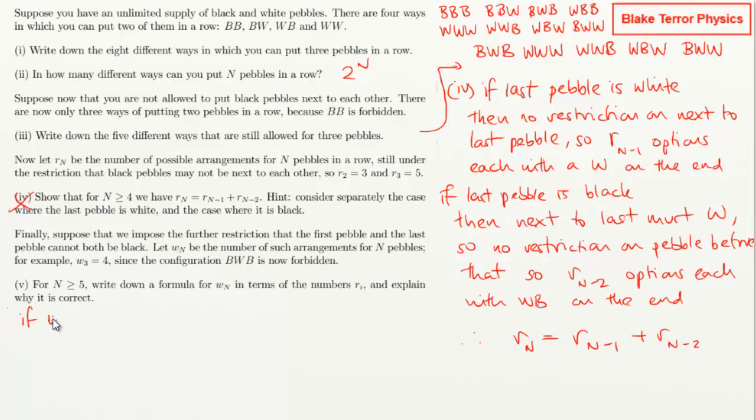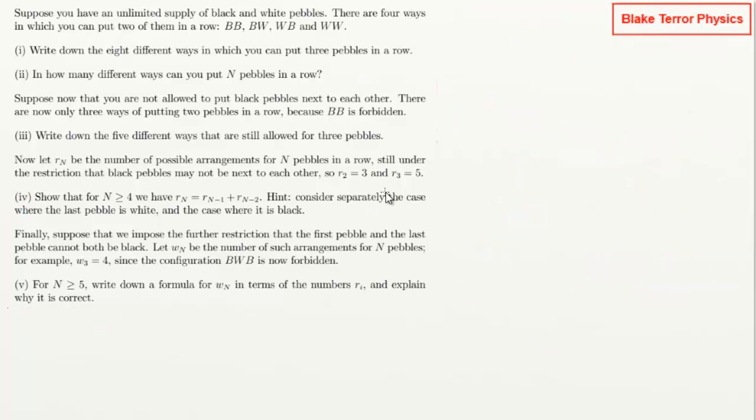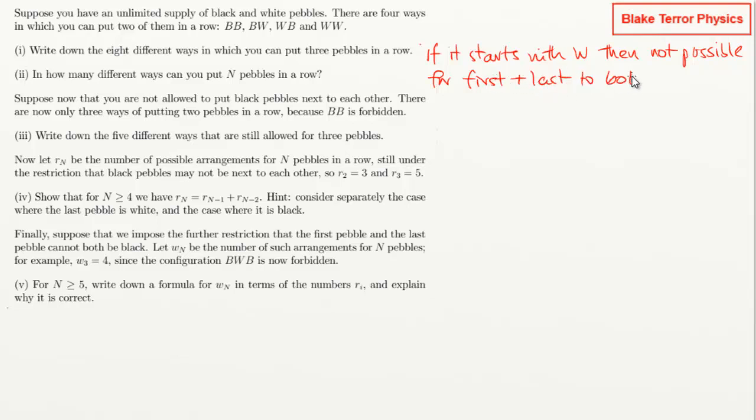Well, I wonder if I need a new sheet for this actually, because this might require a bit of writing out. So let's start this up again. Right, so let's start with the easier one of having W's in then. So if it starts with a W, then what can we do? If it starts with a W, we don't have to worry then about the first and the last both being black. So we can ignore that bit. Then it's not possible for first and last to both be black.